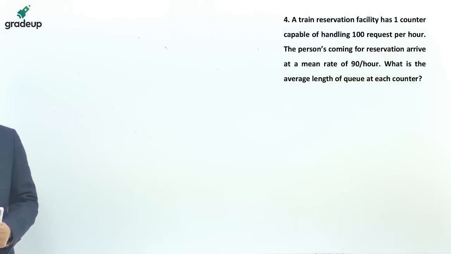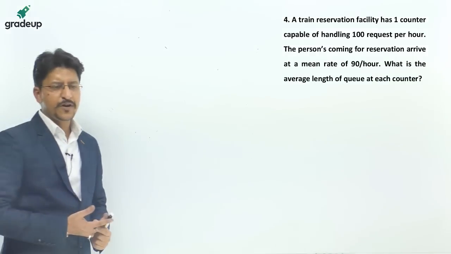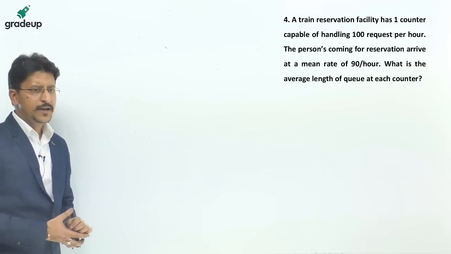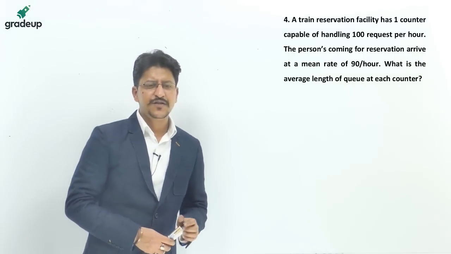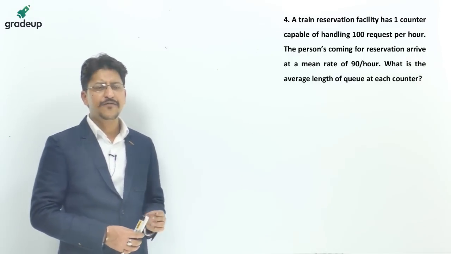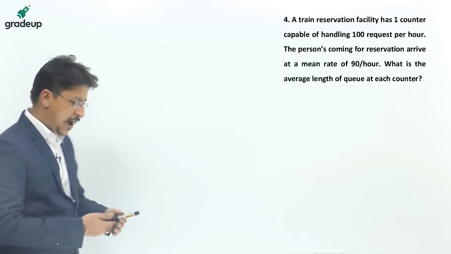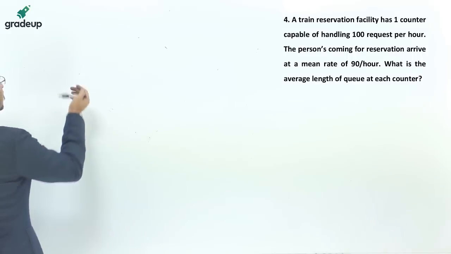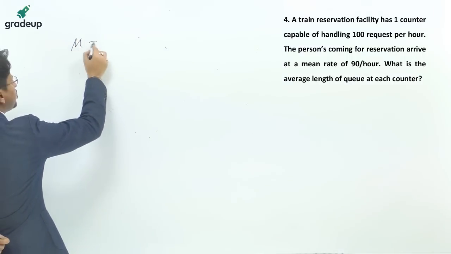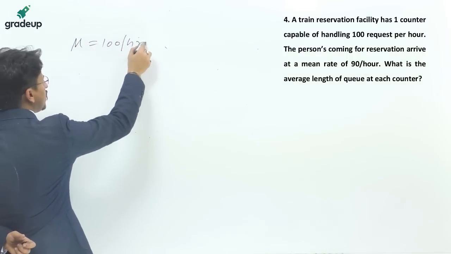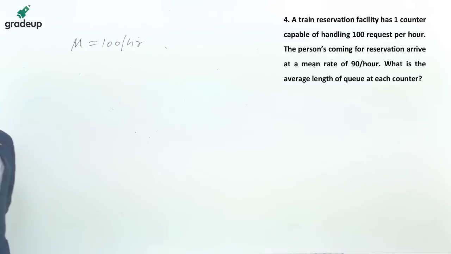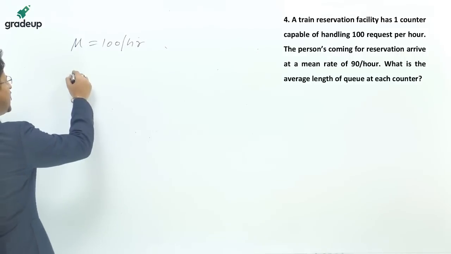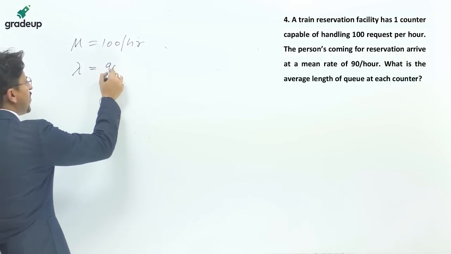No, Praful, we cannot crash only 3, 4 because that will change the original critical path that we have got. Okay, see this one now. A train reservation facility has one counter capable of handling 100 requests per hour. So that is the service rate mu, given as mu equal to 100 per hour. The persons coming for reservation arrive at a mean rate of 90 per hour. So that is the arrival rate, 90 per hour.